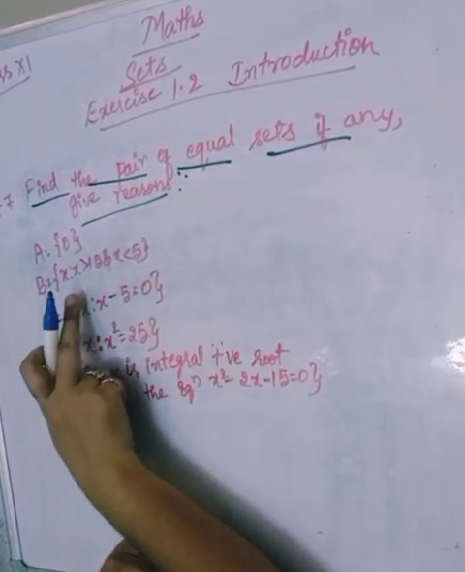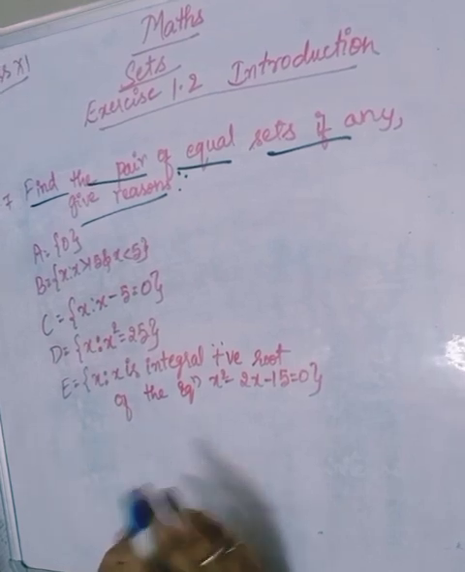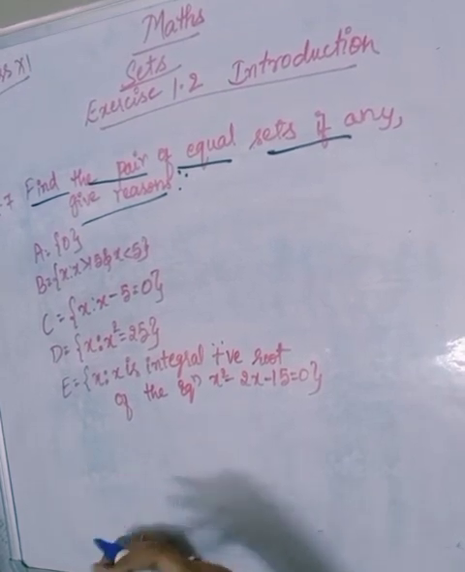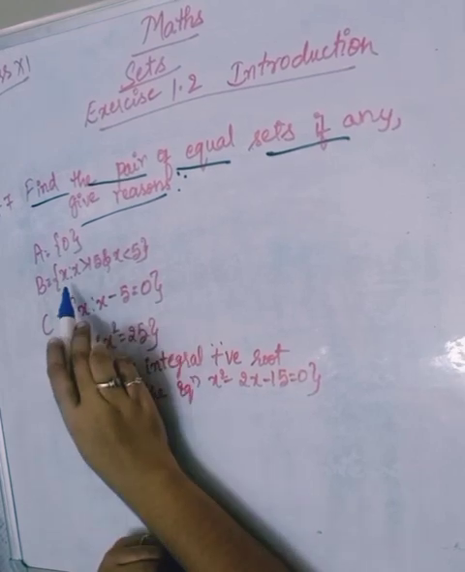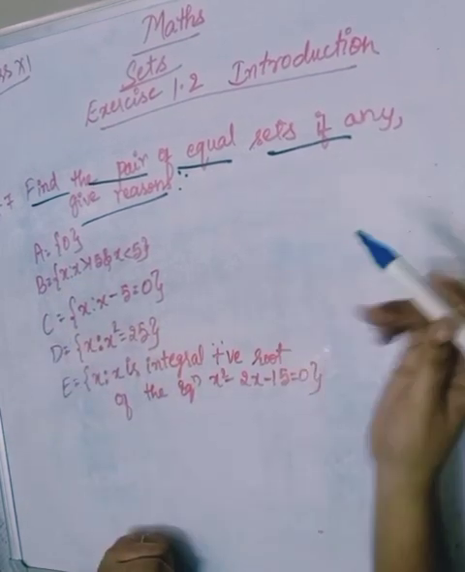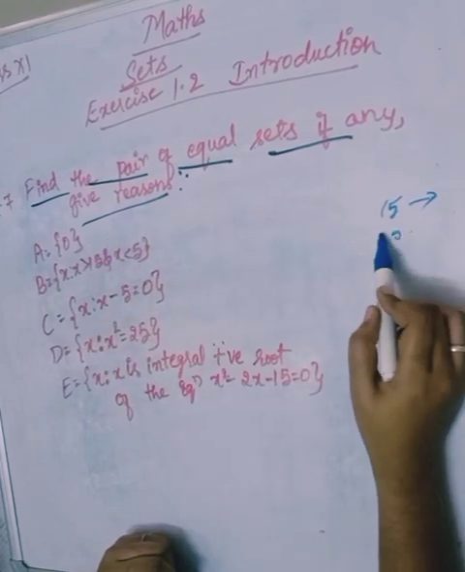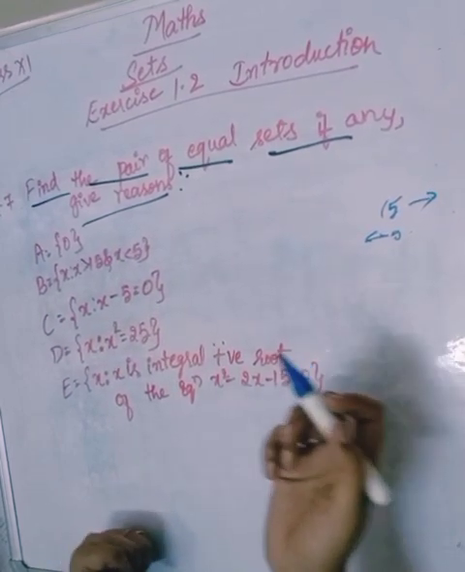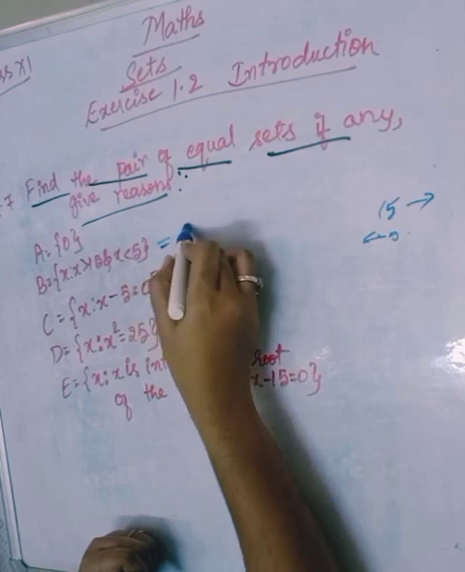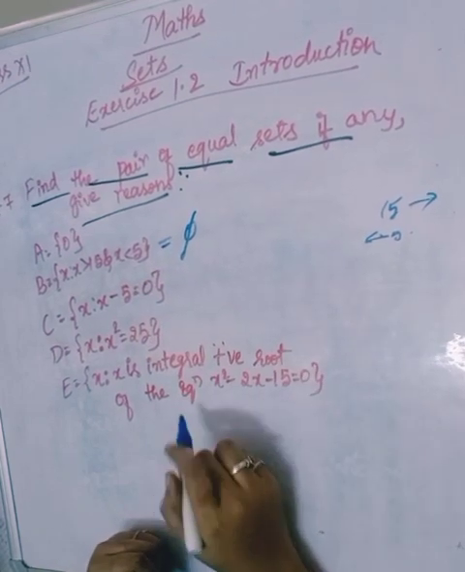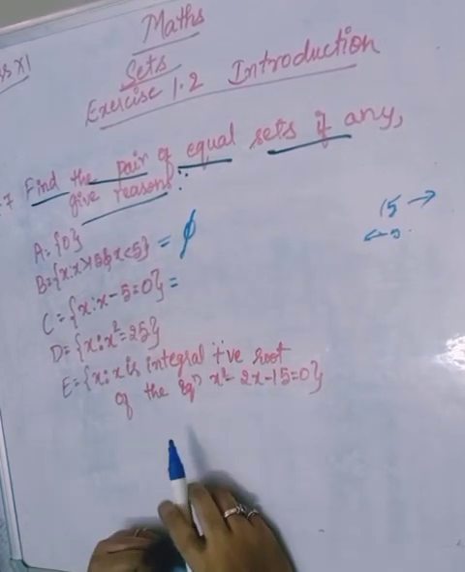Next one, B equals {x : x > 15 and x < 5}. How will it exist? Because they are saying x is greater than 15, that means 15 and above will come. But here they are saying less than 5, that means below that it won't come. Is it right? It won't exist. So therefore we can write it as the empty set. We can't simplify. So next one, what we have, C.